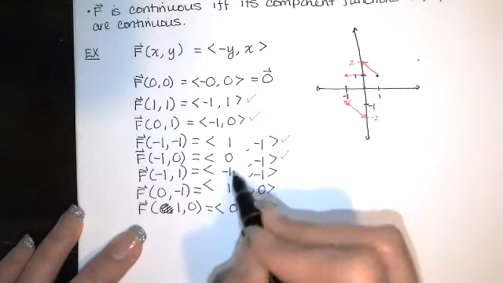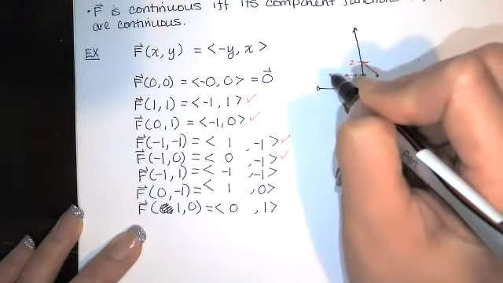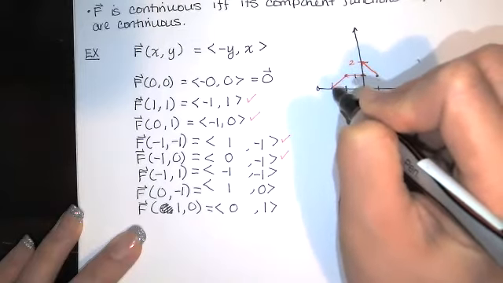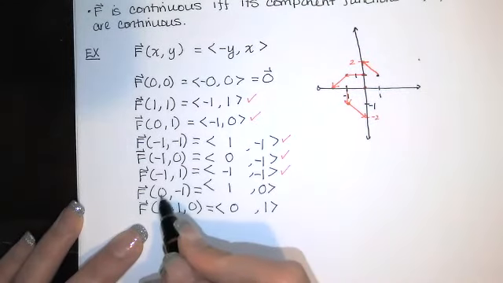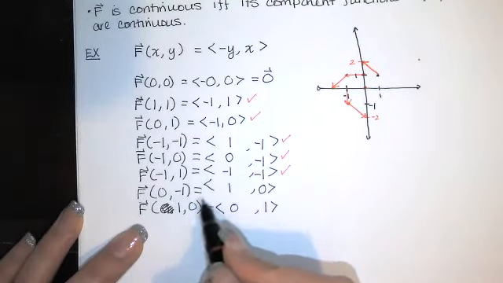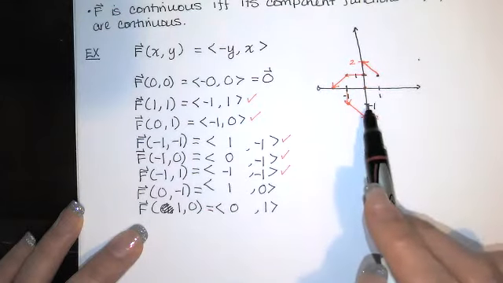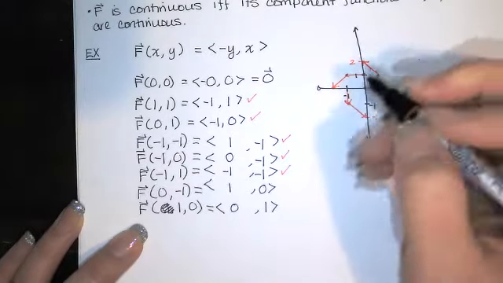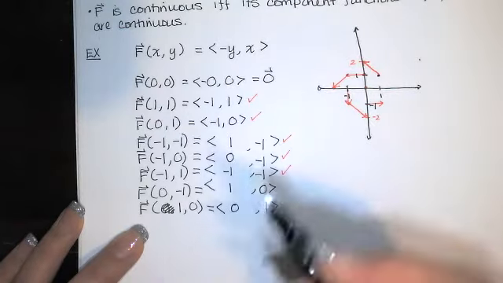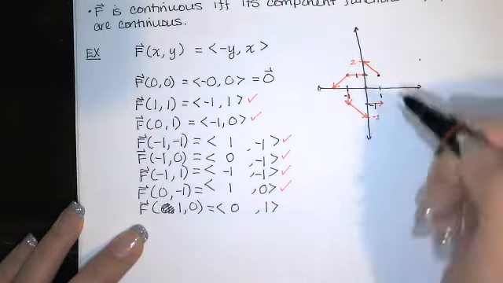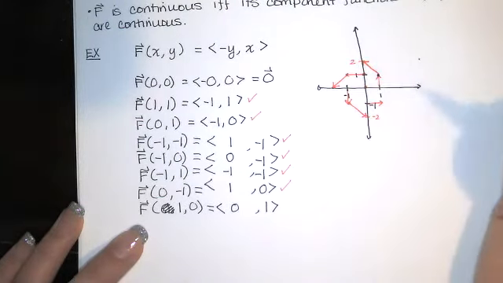The vector goes -1 unit in the x direction and -1 unit in the y direction. So we go back 1 and down 1. Okay. At x equals 0, y equals -1, so we're right here, and we go 1 unit in the x direction and 0 units in the y direction. And at x equals 1, y equals 0, so we're here. We go 0 units in the x direction and 1 unit in the y direction.